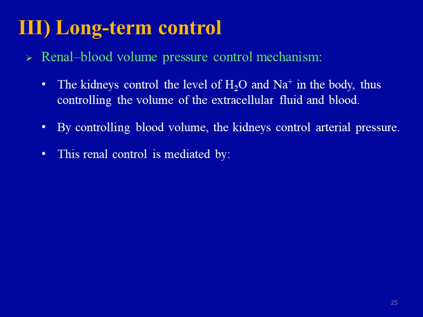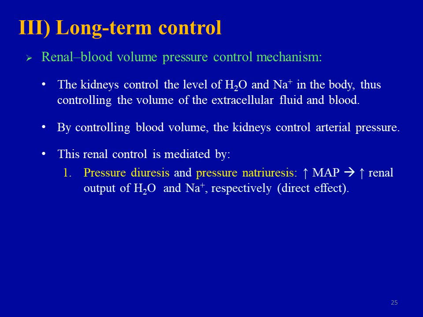This renal control is mediated by two different mechanisms. One of them is a direct effect of the high blood pressure. It is called pressure diuresis and pressure natriuresis, where in this case an increase in the mean arterial pressure will increase the glomerular filtration rate, or the GFR, which will increase the renal output of water and sodium respectively. And as I said, this is a direct effect of the high pressure on the GFR and the output of the kidney in terms of water and sodium.